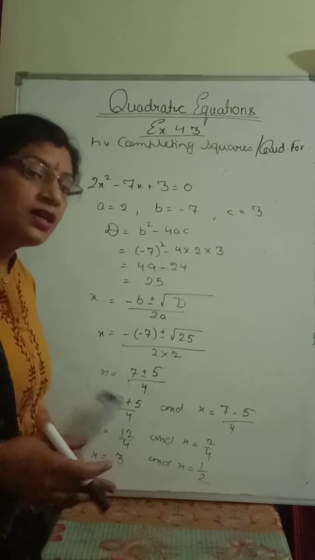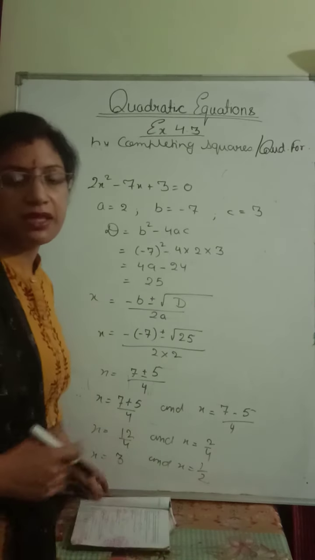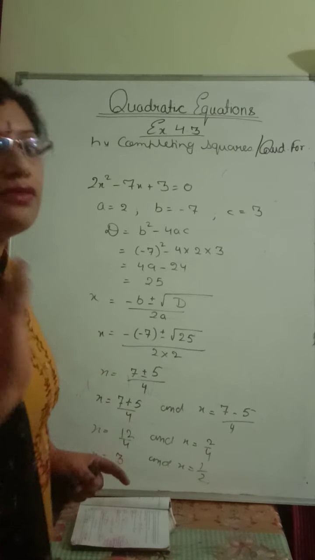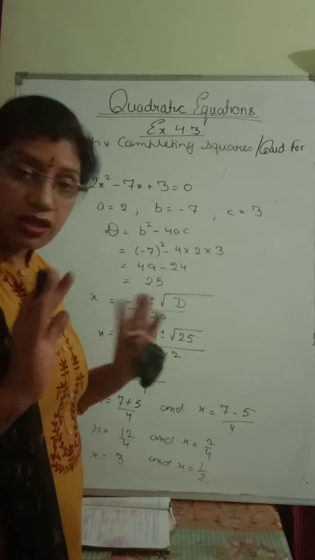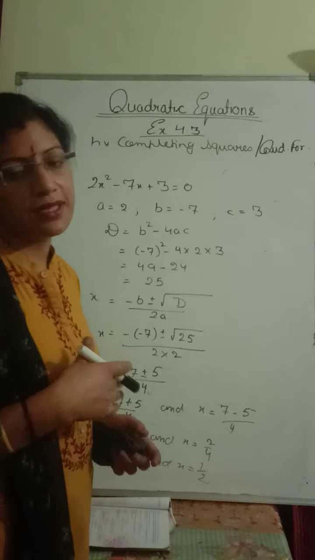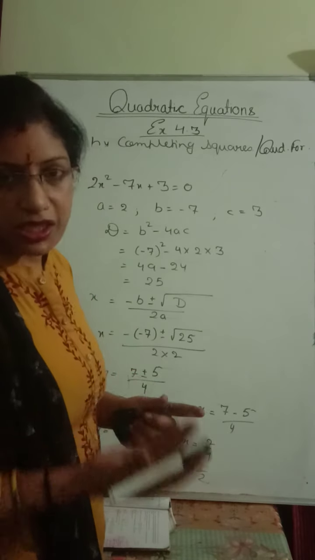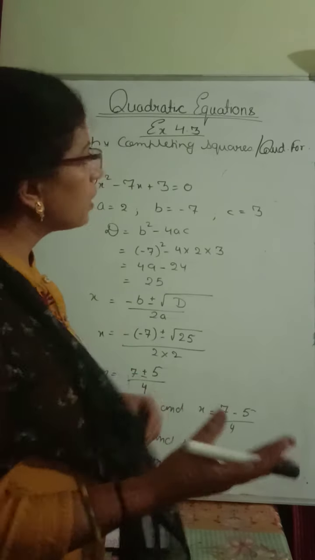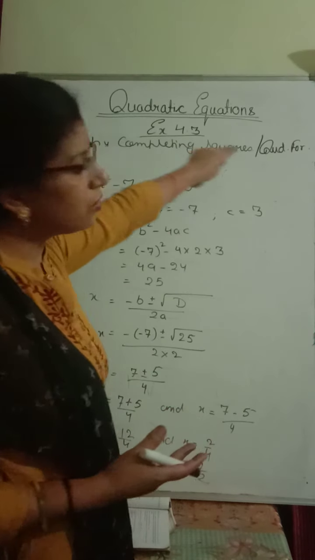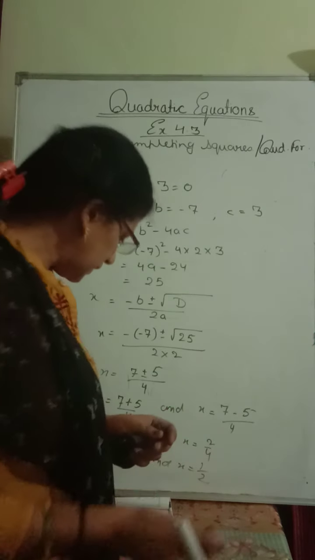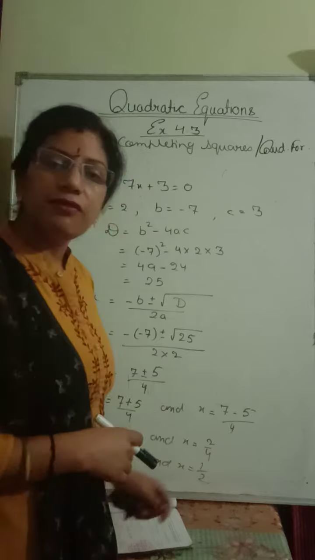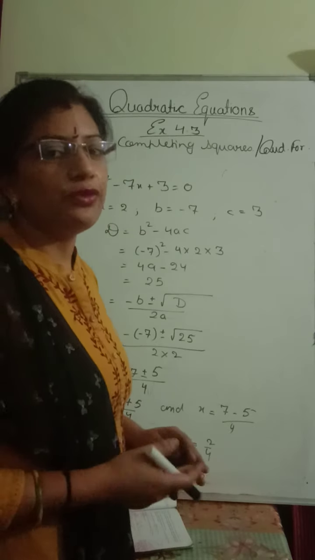Okay, choices here. If it is given in the question to do by this method, you will do by this method. If it is not given by any method, it's your choice. You can do by the factorization method, that means the splitting method. You can do by completing the square. You can do by the quadratic formula. Okay. Now, the second, third, fourth parts we will do in the next video.